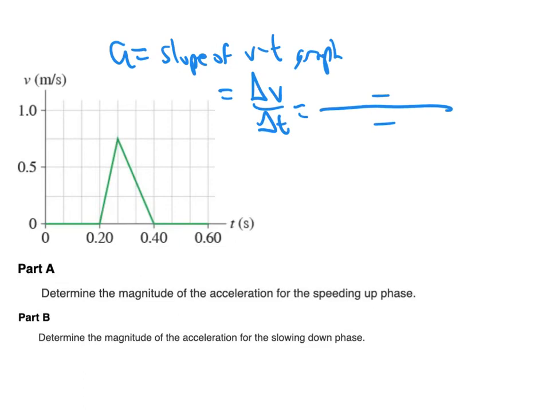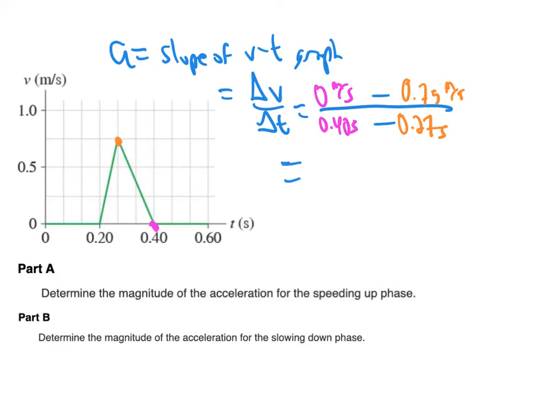We're going to do something similar on this one. We're going to take the slope of our VT graph, but now our initial moment is the part we just had, and our final moment is going to be the end of the downward phase. And so if we look, our initial moment now is at 0.27 seconds, and we said it was 0.75 meters per second. And then our ending place is at 0 meters per second, but it happens at 0.40 seconds.